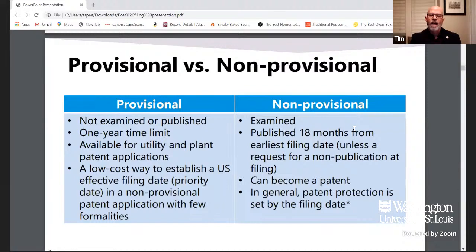So provisional versus non-provisional. James had talked about some of this before, so I think we'll just touch on it again. Provisional applications are not examined, they're never published. They have a 1 year time limit. If you do not file a non-provisional application, which claims what we call claiming priority to that provisional application, that patent expires. They're available for both utility and plant applications. And so basically what it gets you is what we call an effective filing date.